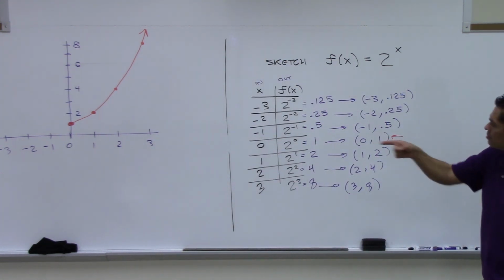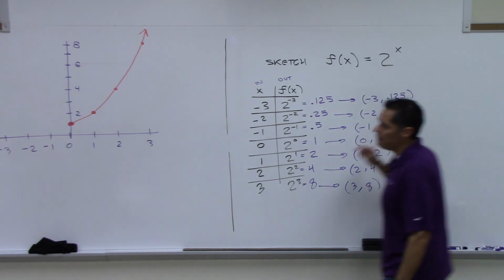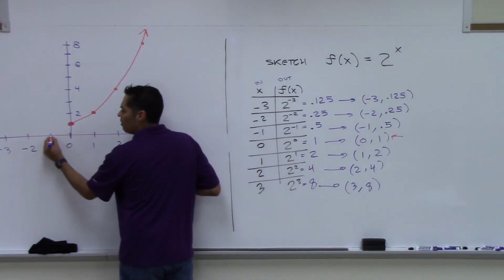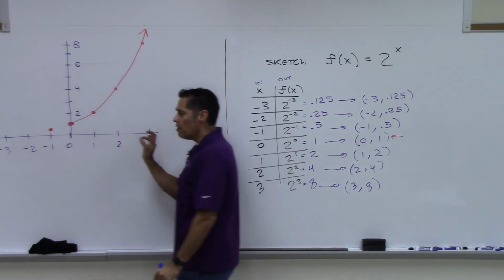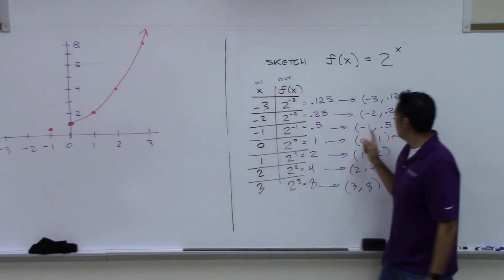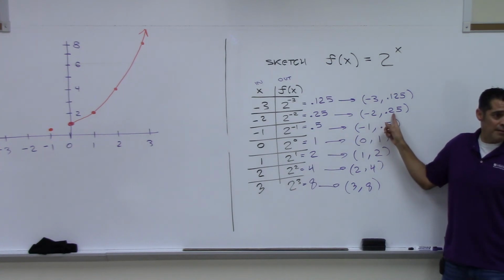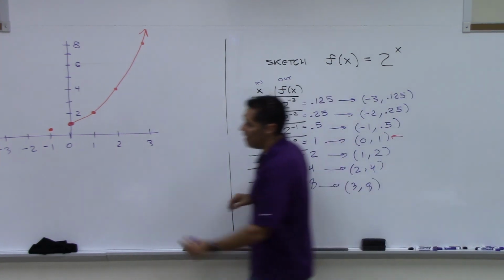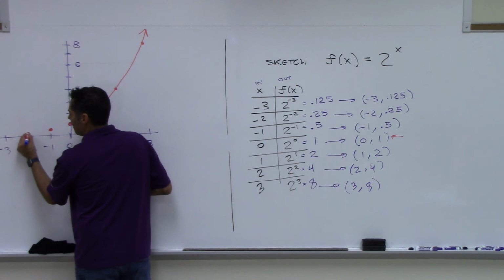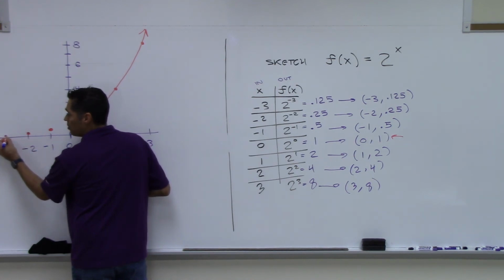Now if we go the other direction, -1, we're at 0.5. So at -1, I only want to go up halfway. And then I go to -2, and I want to go even smaller, right? 0.25, which is even closer to the x-axis. And then at -3, I'm even closer.